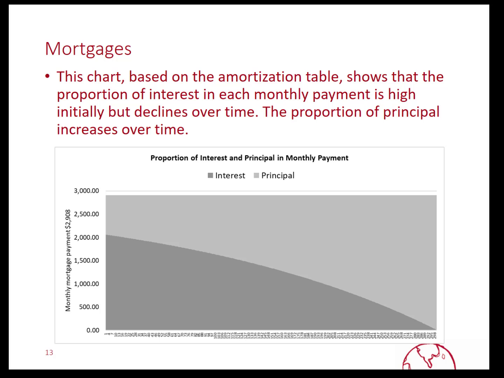If you were to plot how much of your equal payment of $2,900 is principal versus interest, you'll see that the darker gray amount is the amount of each payment that is interest. And you can see that it starts roughly around $2,000 and goes down over time. And the remaining amount of your payment is actually your principal repayment. And you can see that it starts at around $850 and it increases over time.